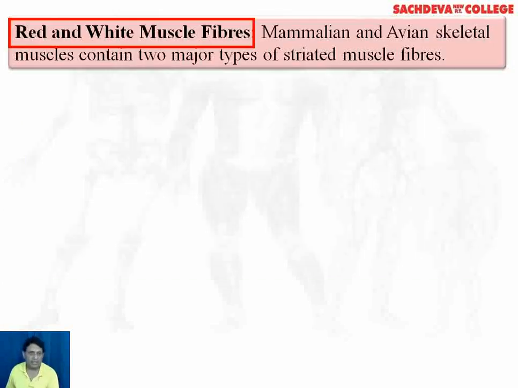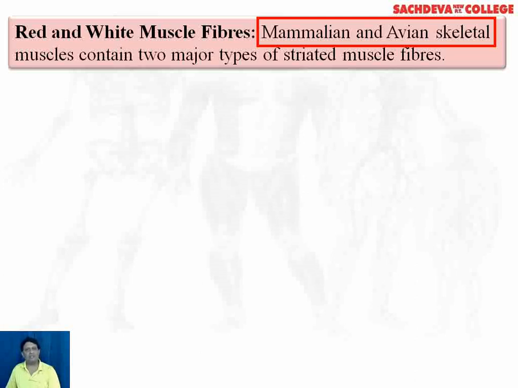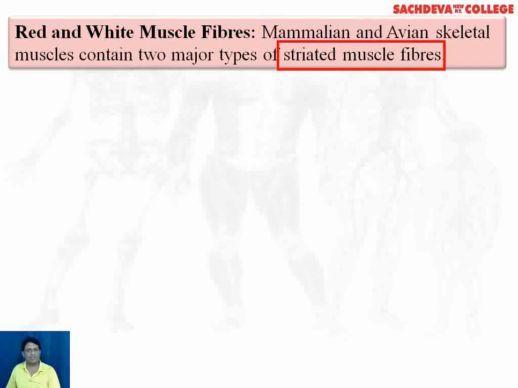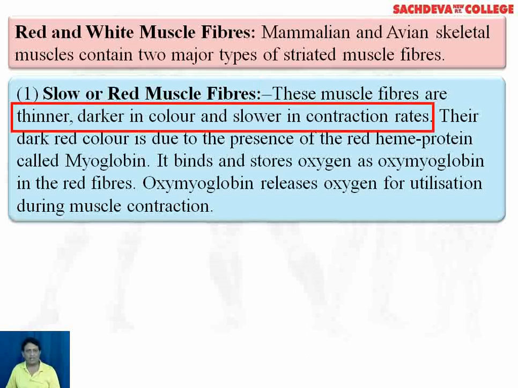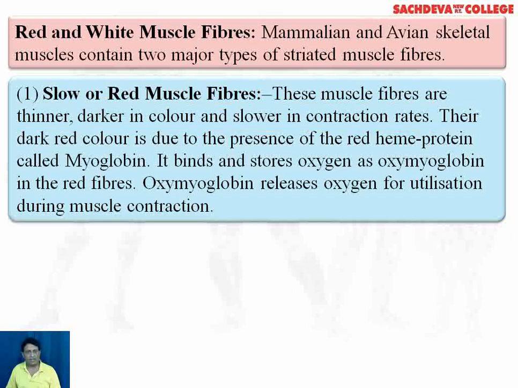Coming to the red and white muscle fibers. The mammalian and the avian, that is the birds, skeletal muscles contain two major types of striated muscle fiber. The slow or the red muscle fiber. These muscle fibers are thin, dark in color and slow in contraction. Their red color is due to the presence of a red heme protein called myoglobin.